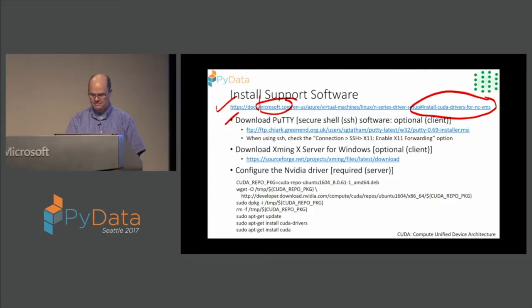which gives us secure shell software. This is optional. If you already have a secure shell client, great, just use that. Here's a place where you can download it from. When using SSH, I would recommend that you, from the connection configuration option, under SSH and X11, make sure you check the little box that says enable X11 forwarding. This lets you have X window display.